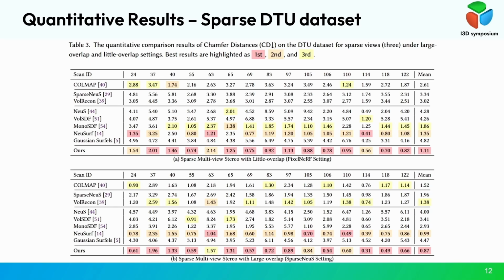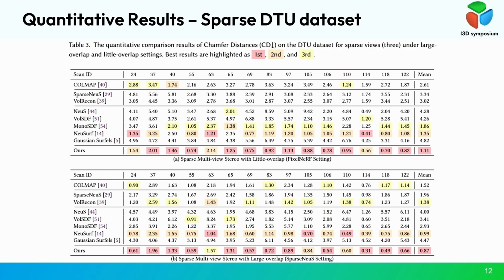So now moving on to a different dataset, which is the sparse DTU dataset. In this particular dataset, we have two different settings, and in both settings, we only have 3 input images. One of the settings is the little overlap setting, where we have very little overlap between the input views. Another setting is the large overlap setting, where we have a large overlap between input images.